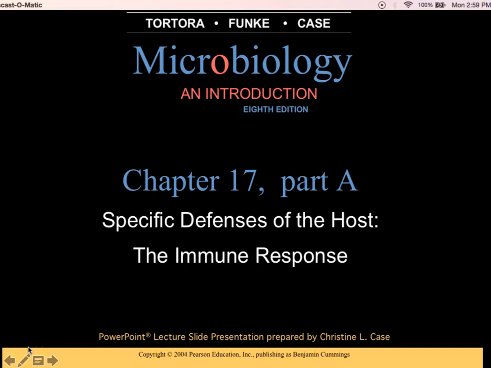So this is Chapter 17, Part A. It's going to be about the specific defenses. And this is going to be when the nonspecific inflammation and phagocytosis does not work. And then you have to rely on the next level, which is going to be the level of specific immune response because of the involvement of lymphocytes.